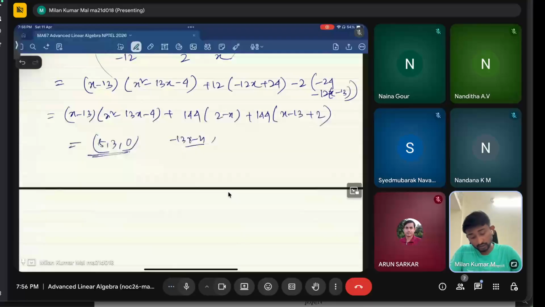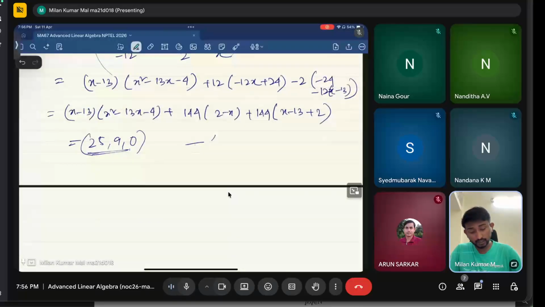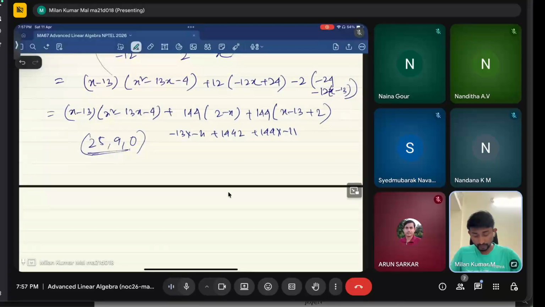I will not. If I replace 0 here, let me calculate it just using a calculator. If I replace 0 here, then there will be 13 into minus 4 plus 144 into 2 plus 144 into minus 11. So I'm just replacing x equals to 0 here. So this will be 13 times minus 4 plus 144 times 2 minus 11 times 144. But this is not going to be 0. Did I make any mistake here?